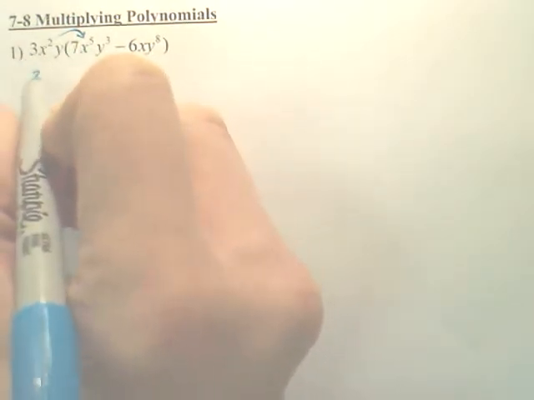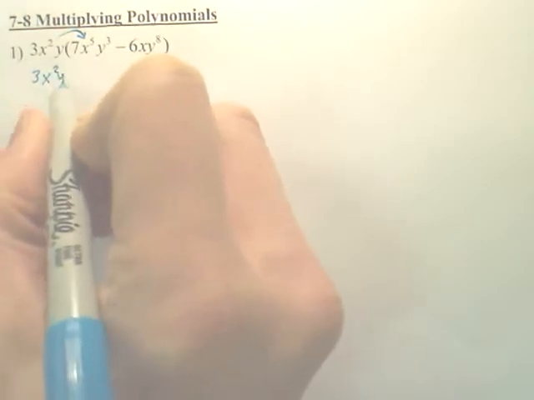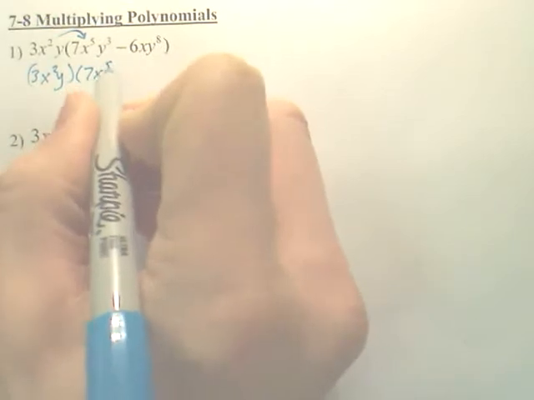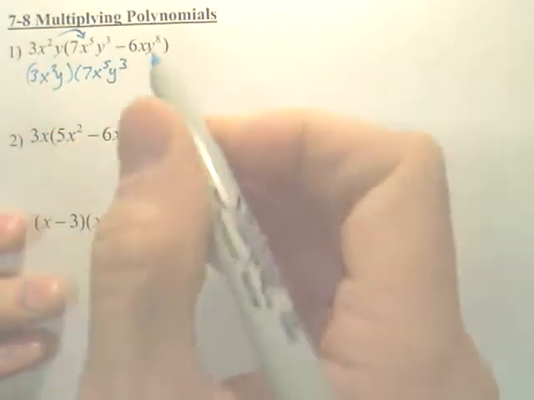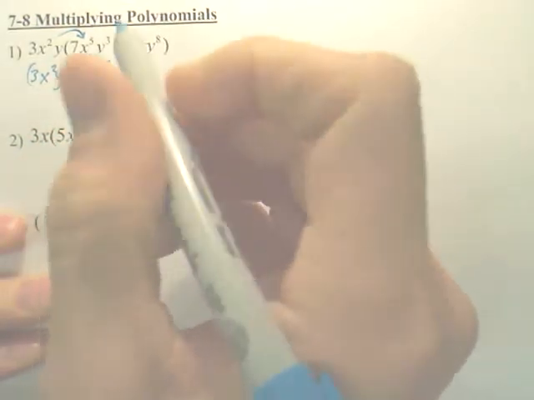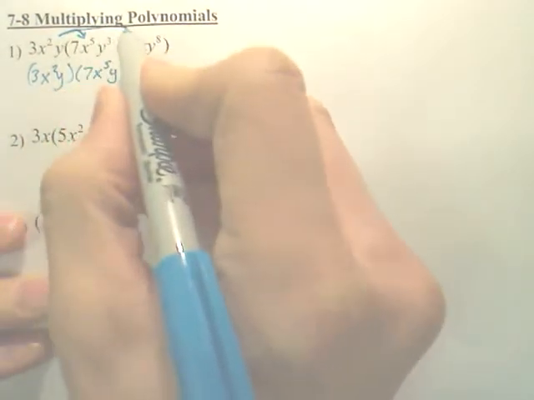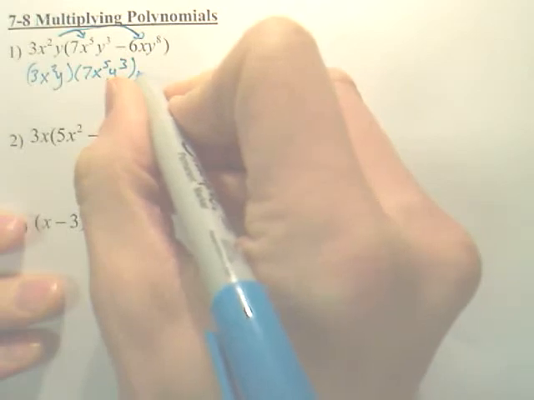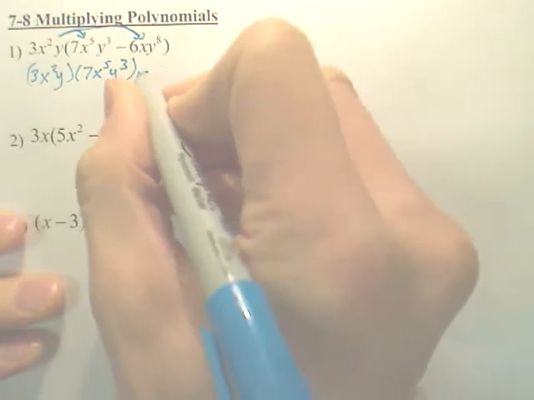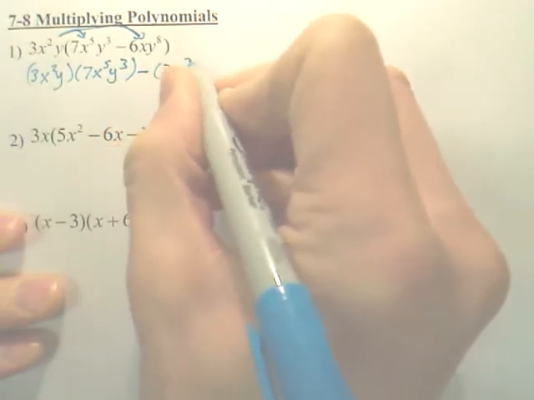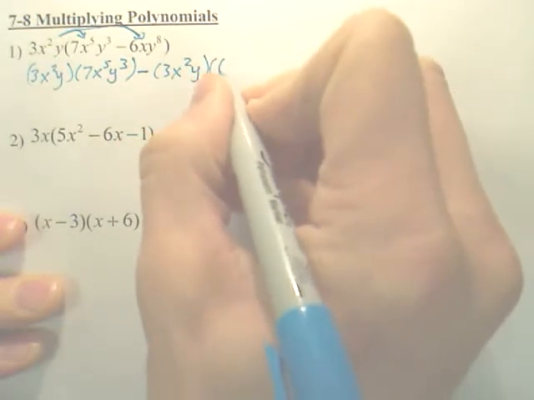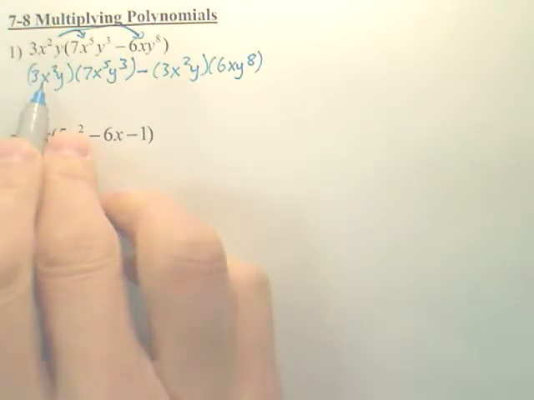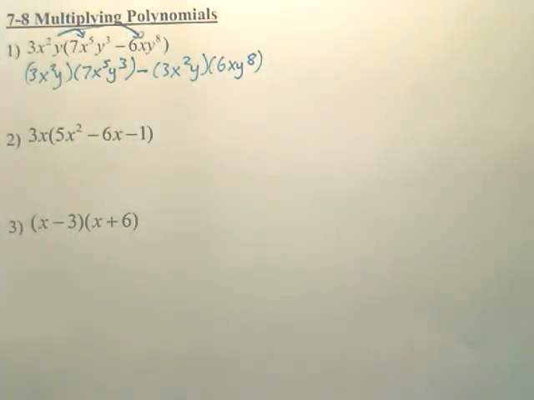So it's going to look something like this. That times this. There's the first piece. And then you're also going to multiply this times this. So what you have here is you have a minus, and then you have the 3x squared y times the 6x y to the 8th. So as you can see, you multiply the 3x squared y times both pieces.